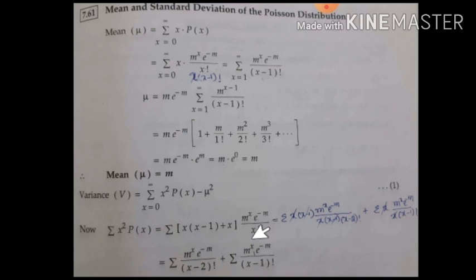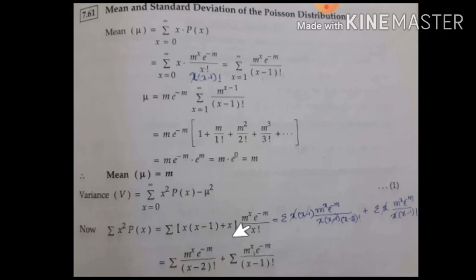P of x is nothing but here probability Poisson distribution, m to the power of x into e to the power of minus m by x factorial. Now multiply this Poisson distribution to each bracket and write x factorial to cancel x into x minus 1 as x into x minus 1 into x minus 2 factorial plus summation x into this. So to cancel the x term, write x factorial as x into x minus 1 factorial, where x and x get cancelled. Now what is left out, I have written here.